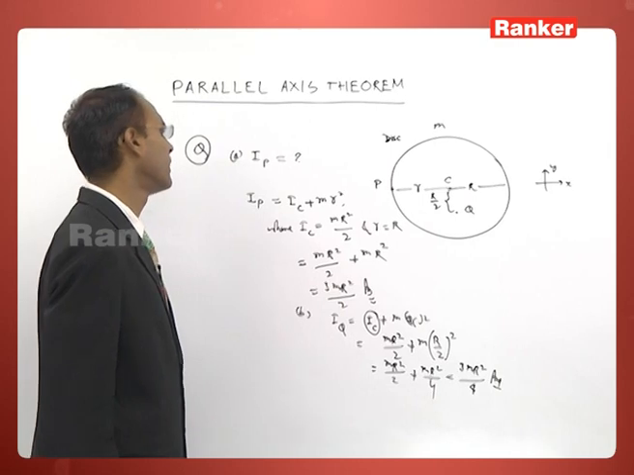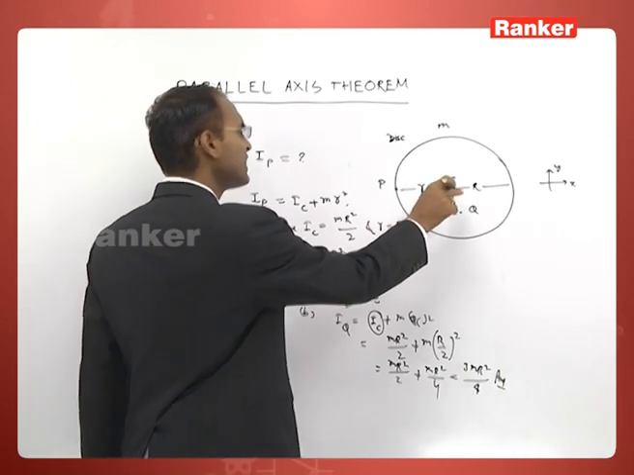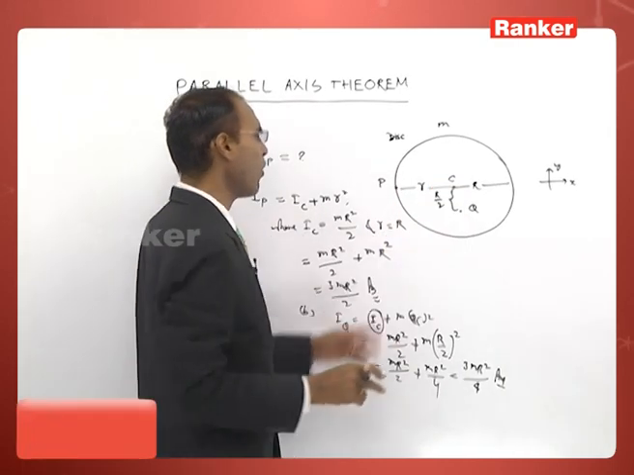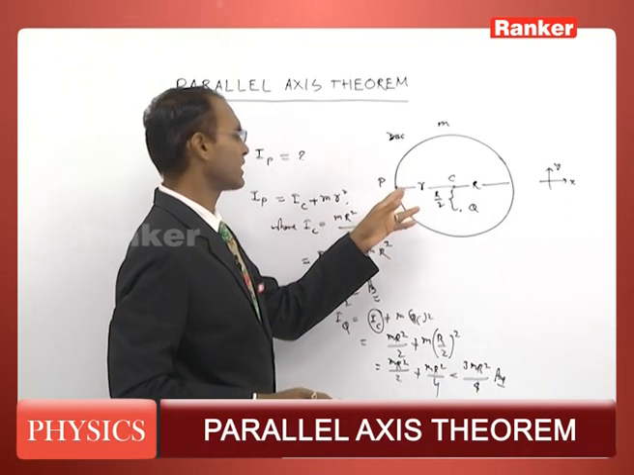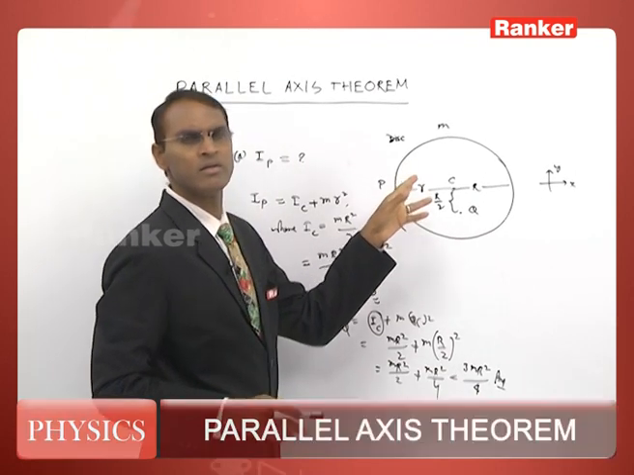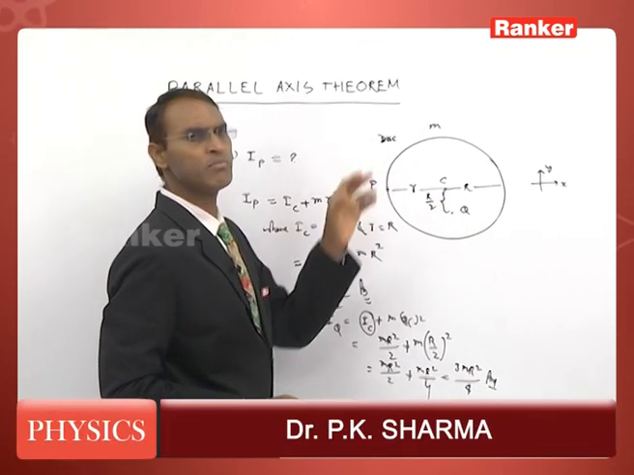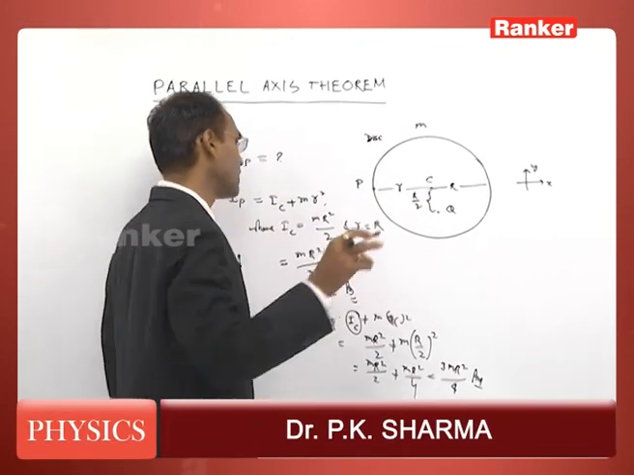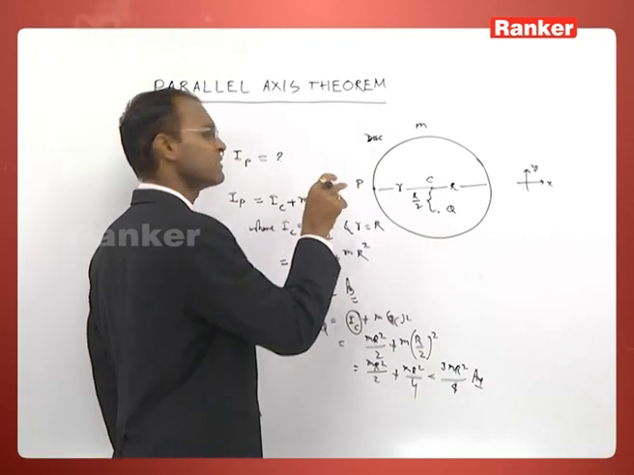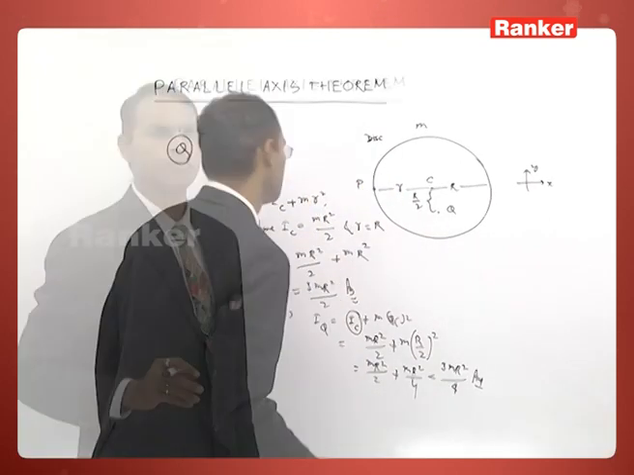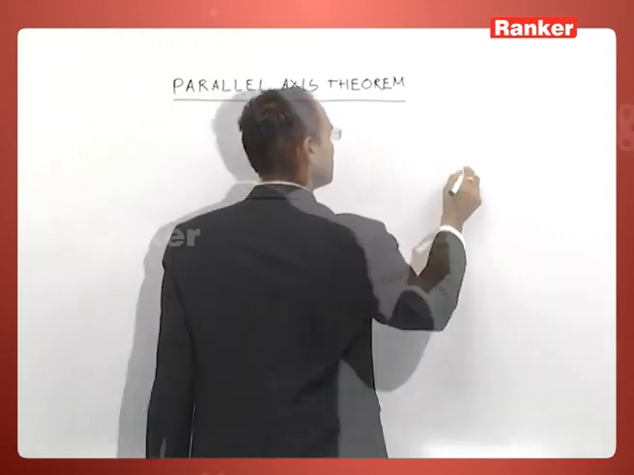In this way, if the moment of inertia about the center of mass axis is known, then we can calculate the moment of inertia about any axis parallel to the center of mass axis. That axis may pass through the body or it may pass outside the body. Let us take another problem.